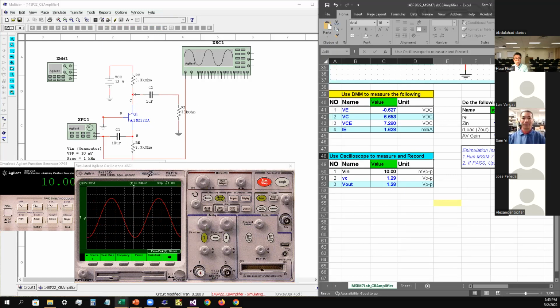Next one, you move it to VC. The next one, you move it to V out. V out will be somewhere here.